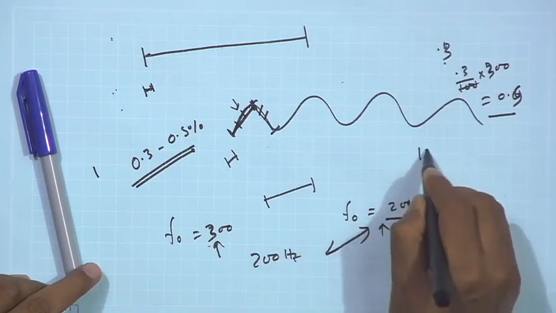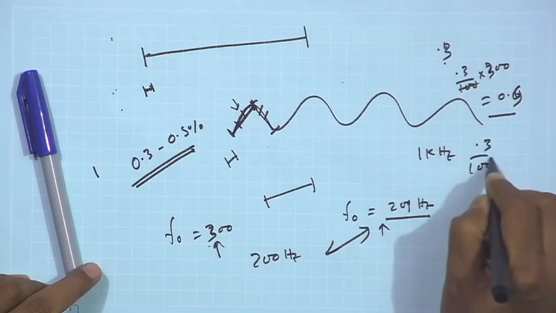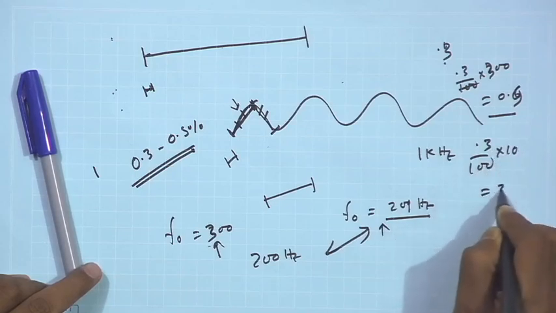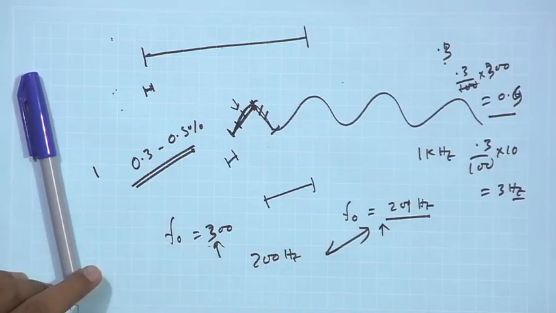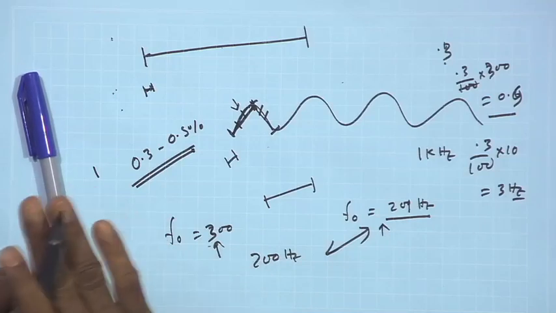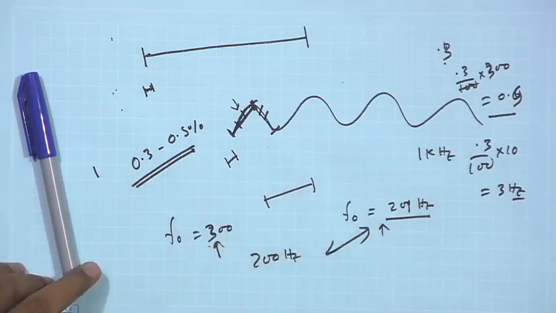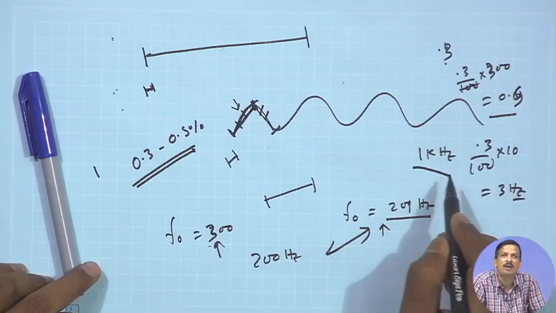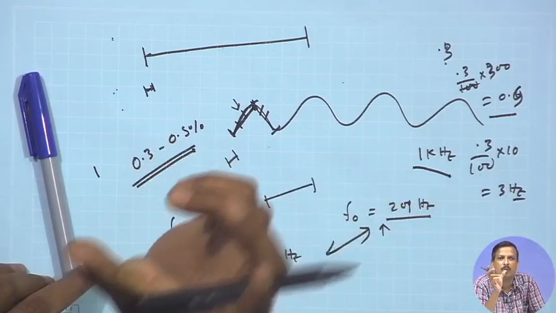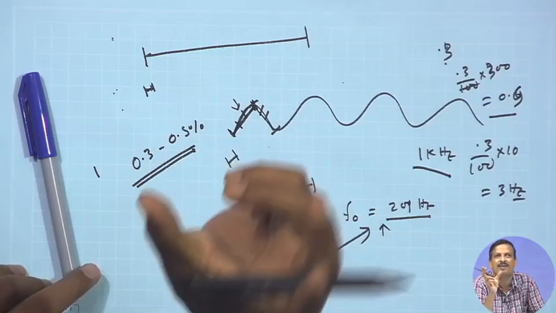If it is 1 kilohertz, then 0.3 by 100 into 1 k is nothing but 3 hertz. So the perception of frequency is different in different frequency ranges. It is not a linear scale, it is a non-linear perception. So how do we perceive? If it is a high frequency, the perception will be more rough. I can say the perception bandwidth will be larger.